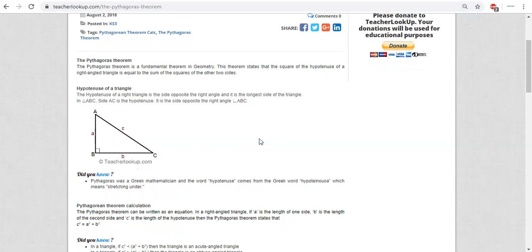So the hypotenuse of a right triangle is the side opposite the right angle, and it is the longest side of the triangle. So this here is the hypotenuse, as you could see. In ABC, the side AC over here is the hypotenuse. It is the side opposite the angle ABC. So we could see that it's opposite A and B, and this is C, the longest side.